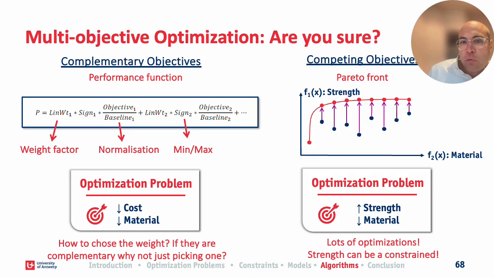In fact, it would seem perfectly logical that the strength is a constraint. You need a minimum strength, and the only thing you have to optimize is the material. If the values are complementary, why not just pick one? Every time you have multiple objectives, think if you need them, both or all three of them, and think if maybe you can convert one objective into a constraint. It will save you lots of time.